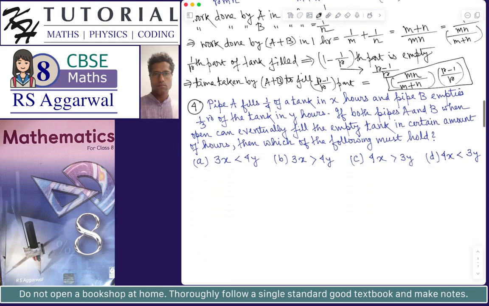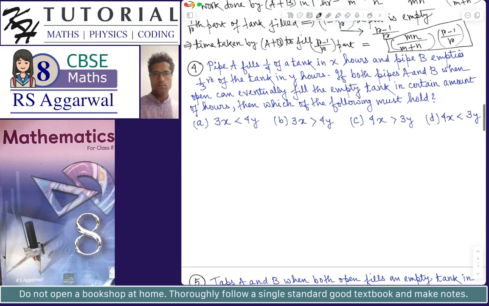Okay, let's do problem number 4. Pipe A fills 1/4 of a tank in X hours and pipe B empties 1/3 of the tank in Y hours. If both pipes A and B, when open, can eventually fill the empty tank in a certain amount of hours, then which of the following must hold?